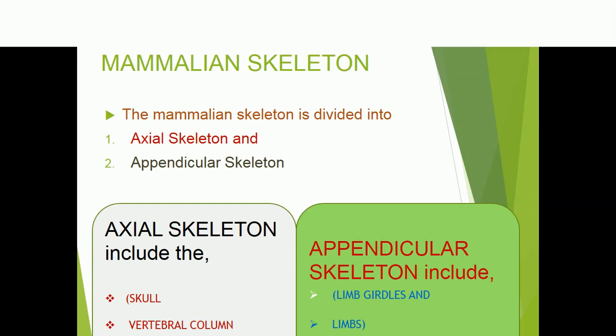Now let's look at the mammalian skeleton. The mammalian skeleton is divided into 2, and the 2 are 1. Axial skeleton and appendicular skeleton. The axial skeleton includes the skull, the vertebral column, the ribs, and the sternum. The ribs and the sternum make up what we call the ribcage. The second one is the appendicular skeleton, and it includes the limb girdles and the limbs themselves.